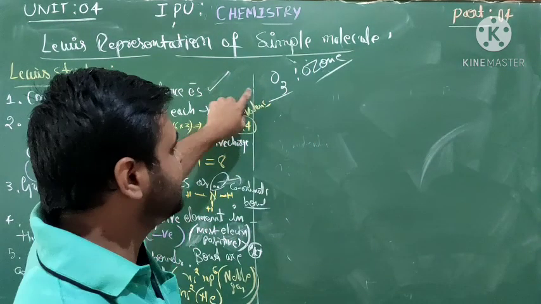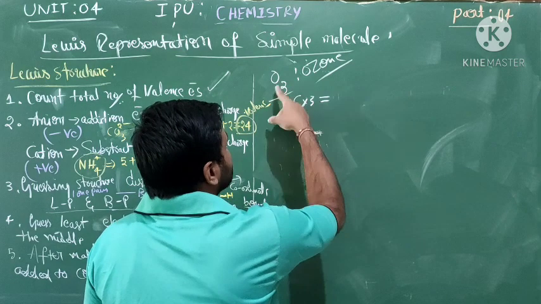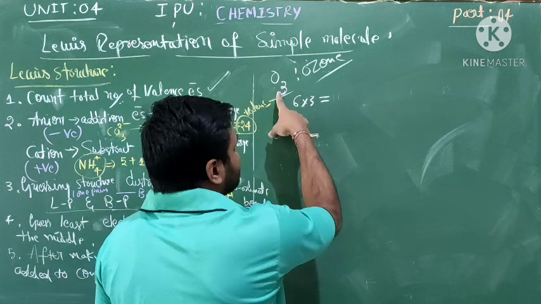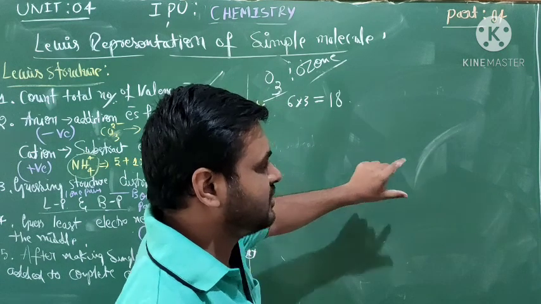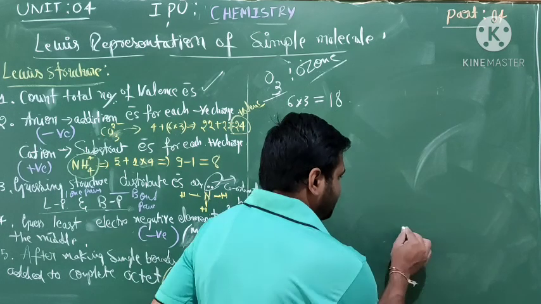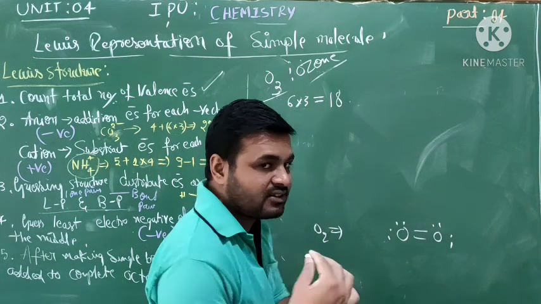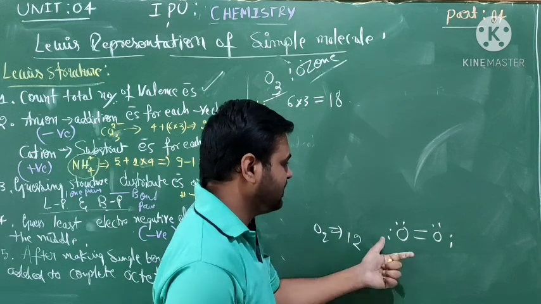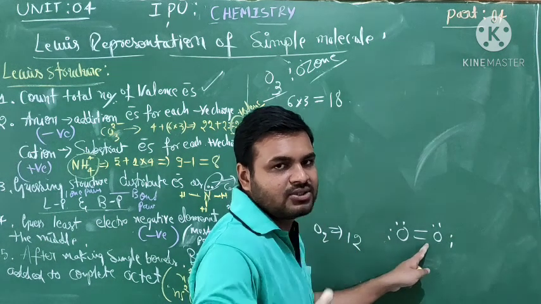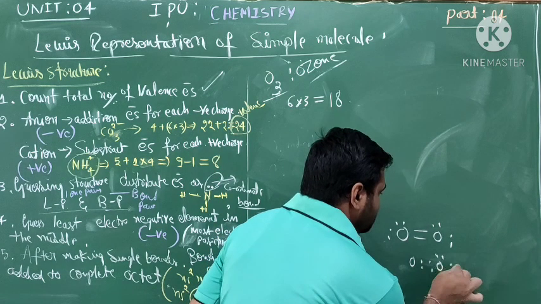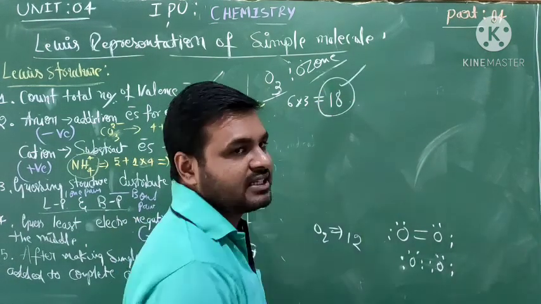Just observe here. The first point is to count the total number of valence electrons. Oxygen has 6 valence electrons. 6 into 3, how much? There are 3 oxygen atoms in this molecule, so 6 into 3 is 18. In the structure you showed, I forgot to tell, here 1, 2, 3, 4, 5, 6. For these 2 oxygen molecules, how many electrons are present? 6 plus 6, 12. Each bond has a capacity of 2 electrons. So the total is 18 valence electrons.